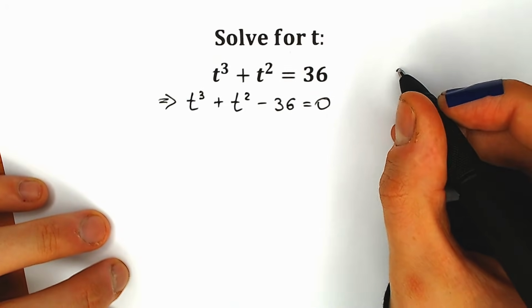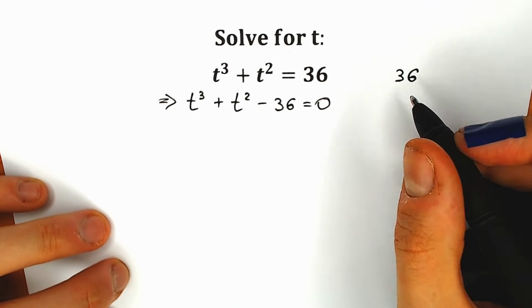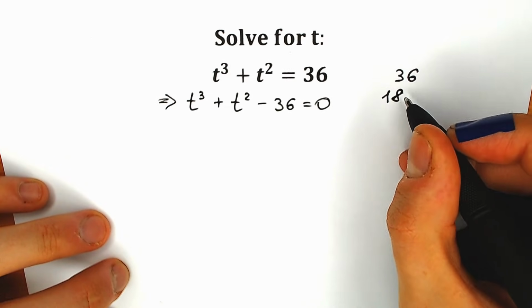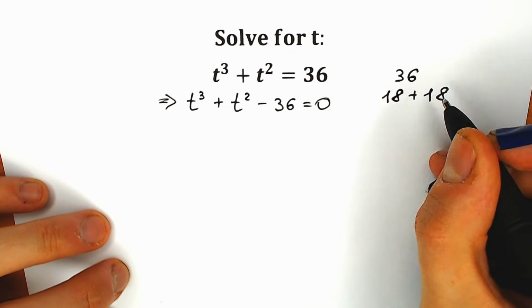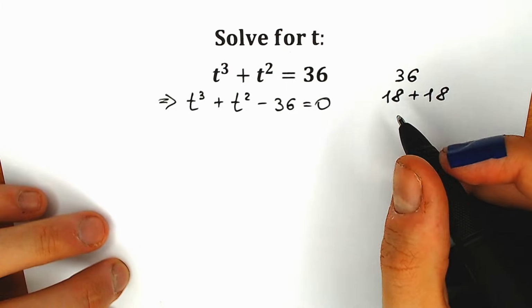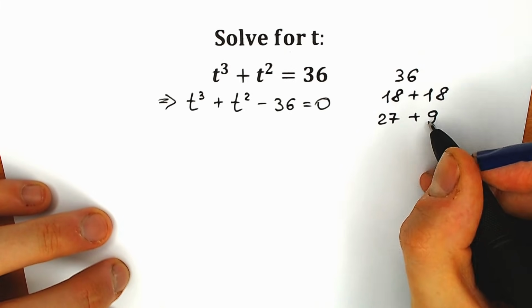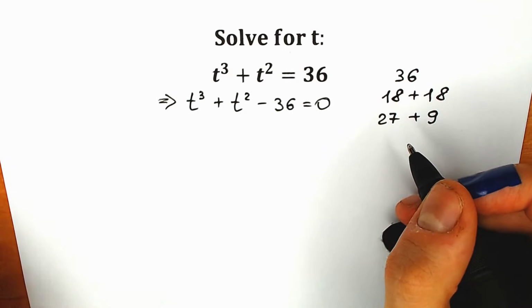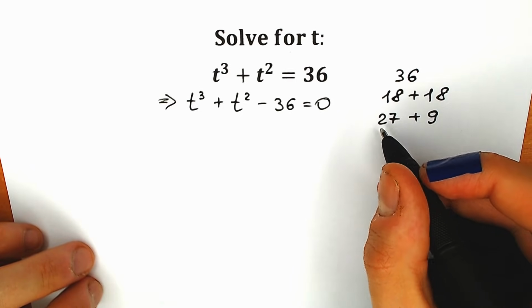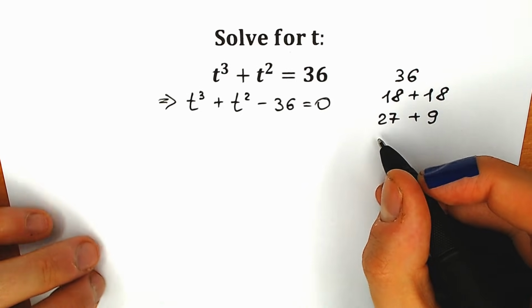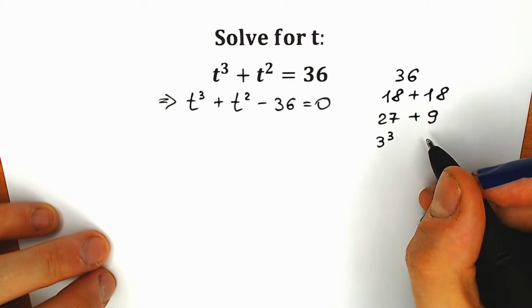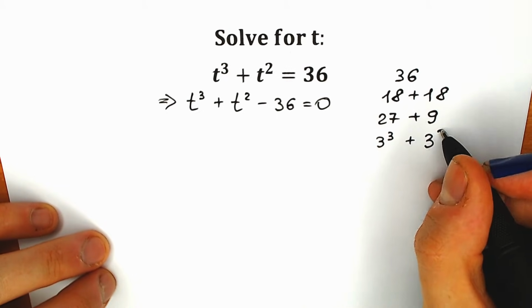A lot of students might be thinking, okay, 36, let's express it, for example, as 18 plus 18. This is the first way, and of course this is a correct way. But the better way for us is to express it as 27 plus 9. A lot of students might be asking, why do we choose this expression? Because 27 can be written as 3 cubed, and 9 can be written as 3 squared.